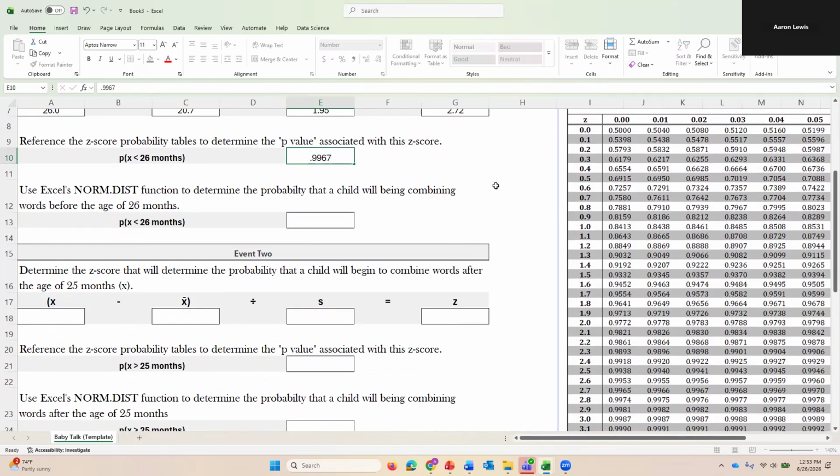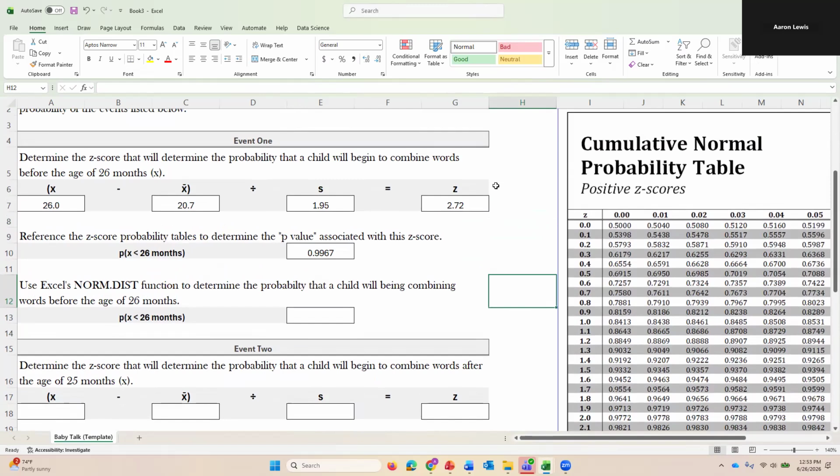And what that means, interpreted into regular language, is that 99.67% of children will start speaking in sentences before they're 26 months old. So that's the way you can do it in a formula, but we are using Excel here, and Excel can shortcut it using the norm.dist function.